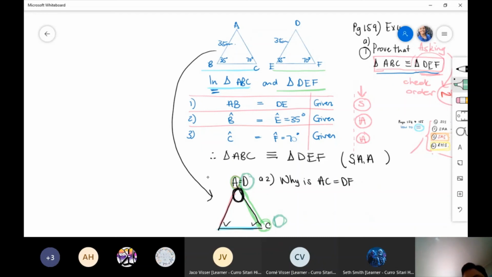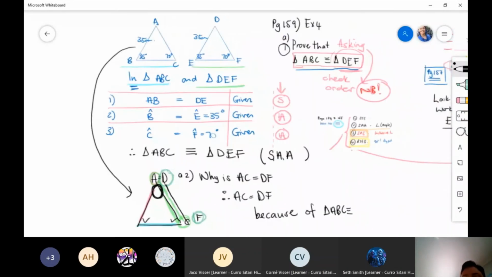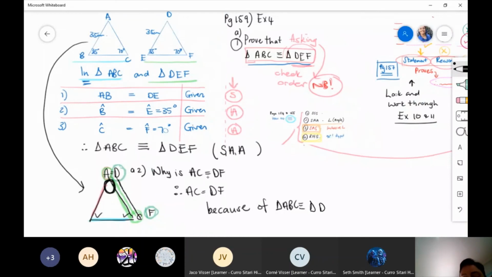because they're sharing the same length. Therefore, AC equal to DF, because triangle ABC is congruent to triangle DEF. It means your triangles have been proven congruent here. Therefore, you can now state that the other sides are in fact equal.